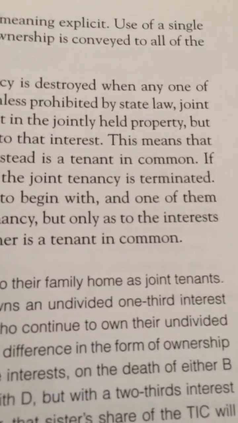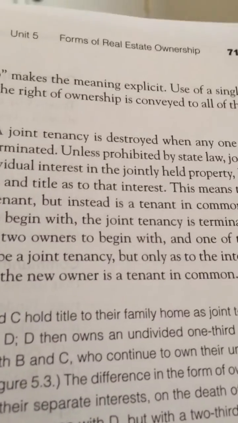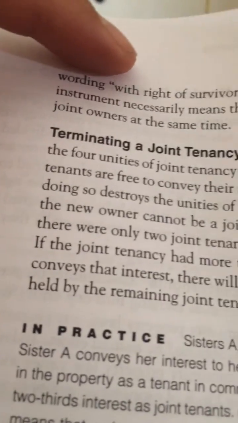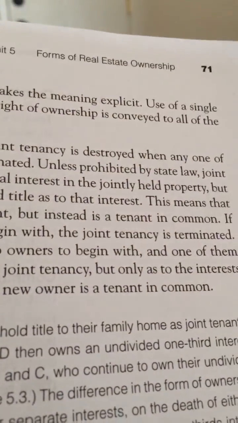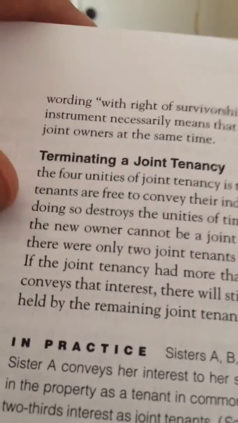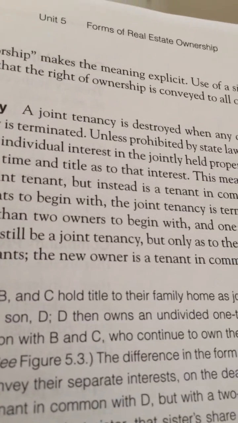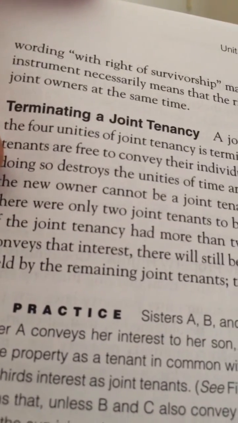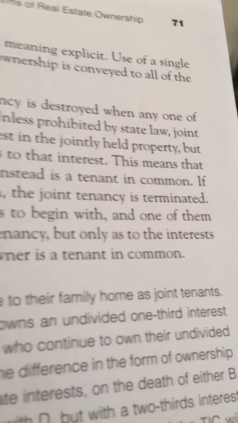Terminating a joint tenancy. A joint tenancy is destroyed when any one of the four unities of joint tenancy is terminated. Unless prohibited by state law, joint tenants are free to convey their individual interests in the jointly held property, but doing so destroys the unities of time and title as to that interest. This means that the new owner cannot be a joint tenant, but instead is a tenant in common.